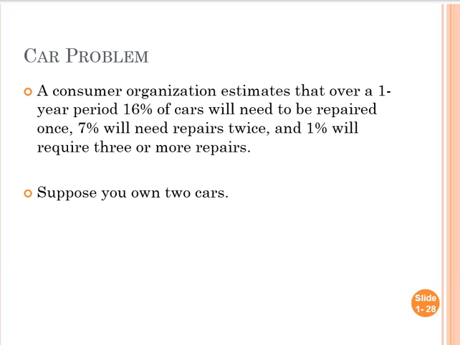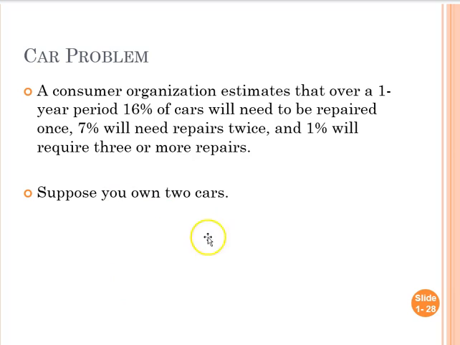This last set of problems that I'm going to go over then focuses on car ownership and the need for repairs. So let's say you own 2 cars and you want to figure out what's the likelihood that you're going to need a bunch of repairs. So you go to a consumer organization that looks at how frequently cars need repaired. And over a 1-year period, 16% of cars need to be repaired once, 7% will need to be repaired twice, and 1% will need 3 or more repairs. So we're going to use these percentages to calculate the probability of different repairs for 2 cars.